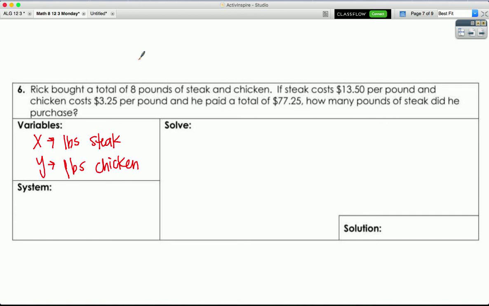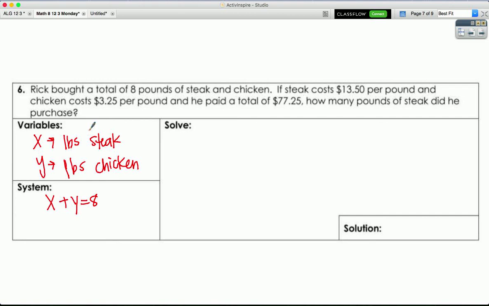All right, based upon the first sentence, Rick bought a total of 8 pounds of steak and chicken. I don't know how many pounds of each yet. I just know altogether it was 8 pounds. So Smith, how could I write that first equation? Well, it's not all being multiplied together, right? It's just x plus y, and it totals to 8. So it would be x plus y equals 8. That first equation was just based upon the total number of pounds purchased.